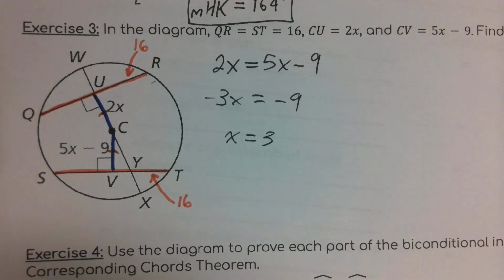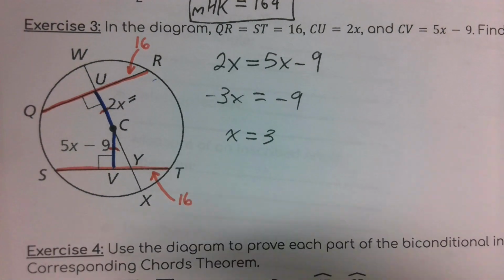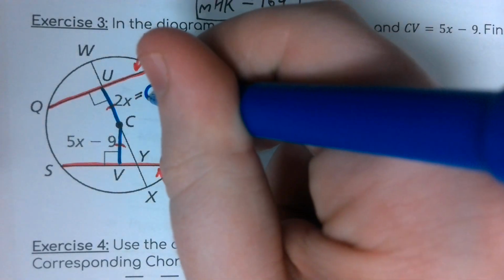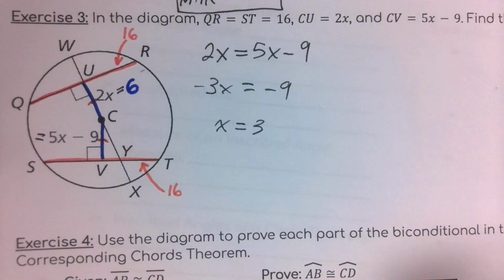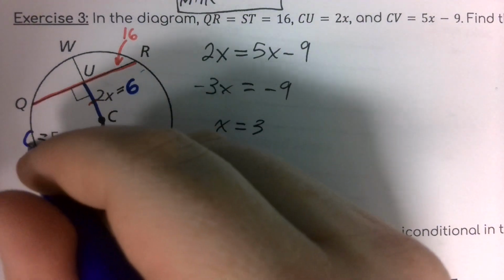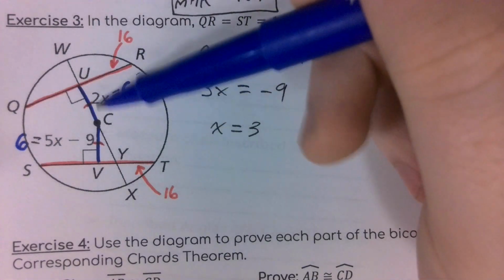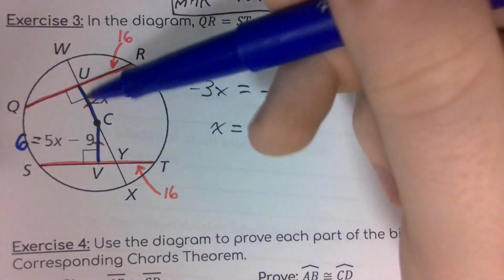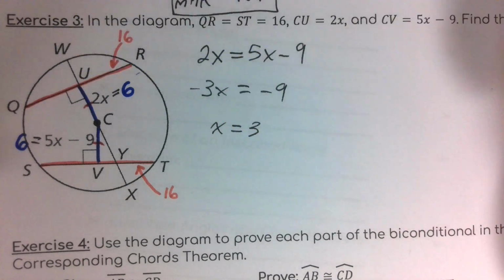So if x equals 3, how long is this blue line segment? Well, if x is 3, then 2x equals 6. And similarly, down here, 5x minus 9 would be 6, because they're congruent. Now it's time to do a little bit of a leap of faith. Even though we know a good portion of the radius here is 6, we don't know that entire segment because this last bit is left out.